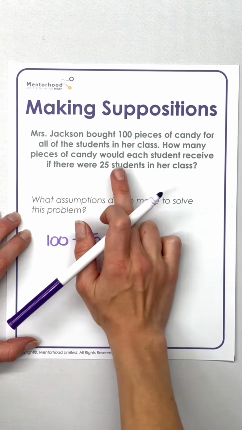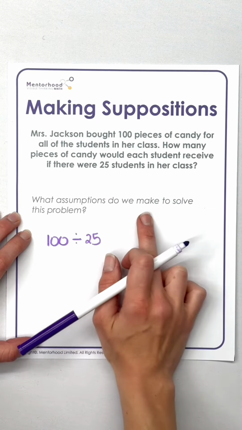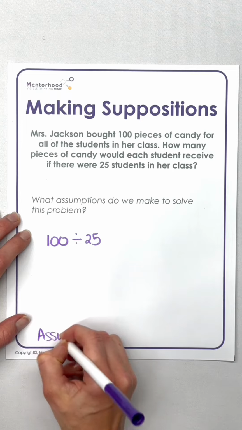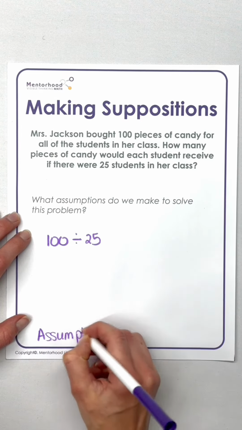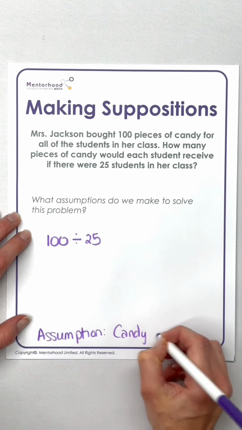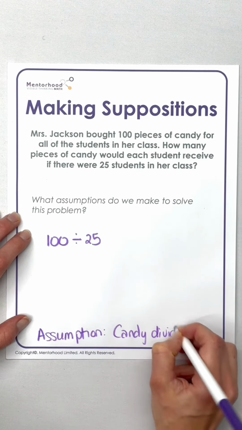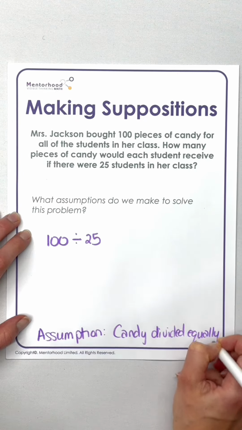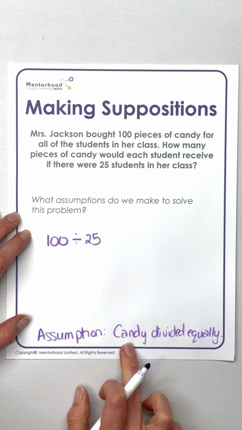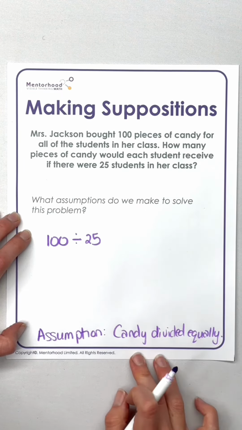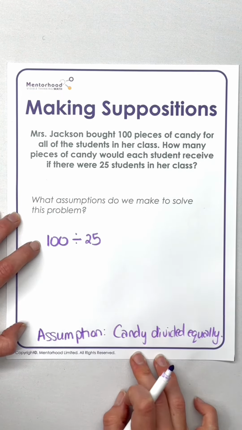Sometimes, if you're not sure about an assumption you're making and you're working on a question for homework, you can always state your assumption at the bottom just to let your teacher know. Assumption: candy divided equally, if you're not sure. And your teacher can look at that and they can know what kind of assumption you were making so that they can mark your work according to that.